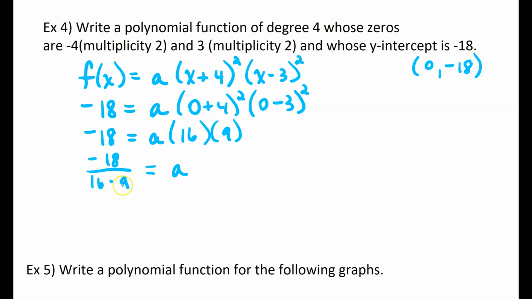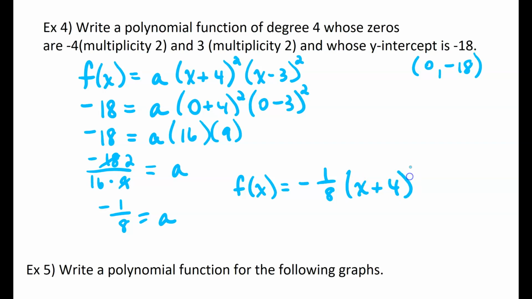Yes, 9 goes into 18 2 times. I'm left with -2 over 16, which simplifies to -1/8. That is our a value. And the only thing left is to put it all together. F of x is equal to -1/8 times x plus 4 squared times x minus 3 squared.